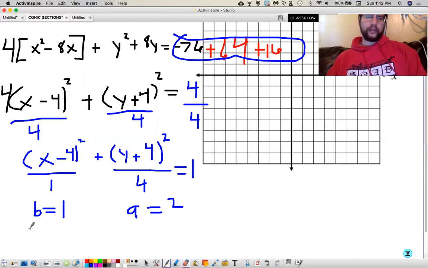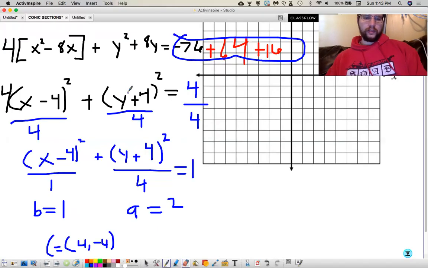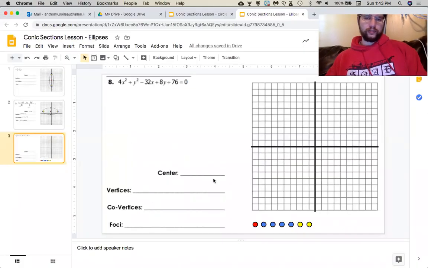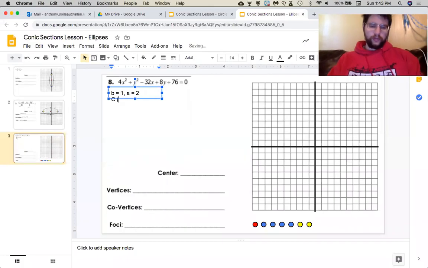So we've got a, we've got b, we've got our center of 4, negative 4. That's c equals center. So we've got our center, we got our a, we got our b, we're good to go. Let's go plot it over here. So b is 1, a is 2. Center is 4, negative 4.